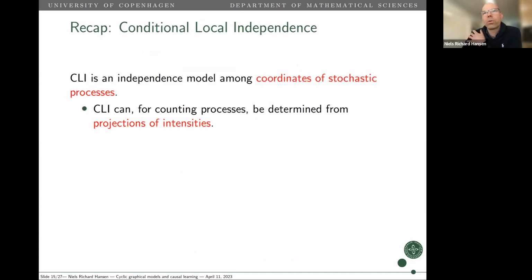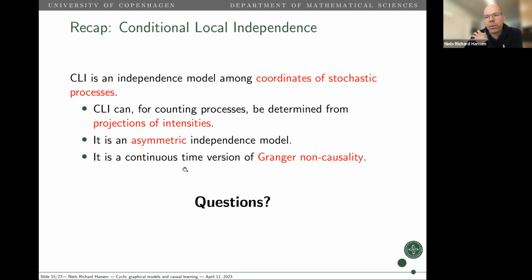So let us do a small recap here. Conditional local independence is an independence model among the coordinates of stochastic processes. For counting processes, it can be determined from these projection of intensities as I just described. It's asymmetric, and you can think about it as a continuous time version of Granger non-causality if you're familiar with that concept from time series analysis. So if there are any questions, now is a good time.